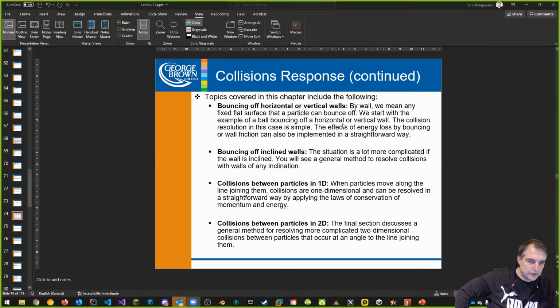Topics covered in this part include bouncing off horizontal or vertical walls, and by wall we mean any fixed flat surface, a plane, that a particle can bounce off. We start with an example of a ball bouncing off a horizontal or vertical wall, and the collision resolution in this case is very simple. The effects of energy loss by bouncing or wall friction can also be implemented in a straightforward way. That's one case. Case 2, bouncing off inclined walls. That's a much more difficult case.